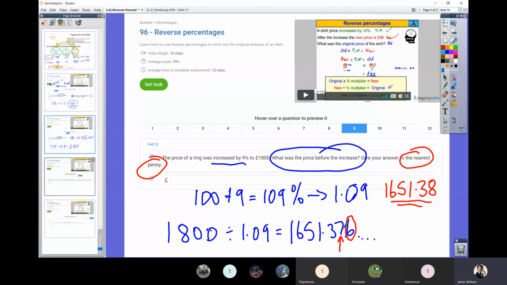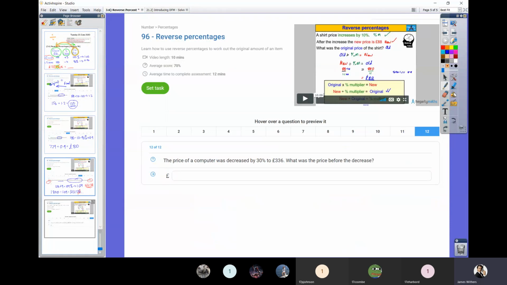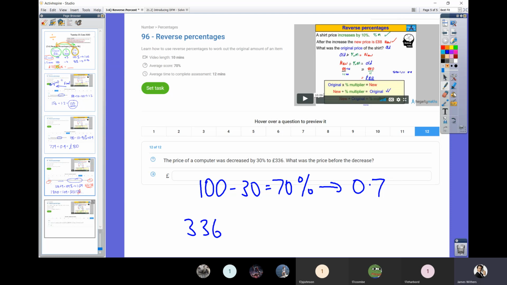Right, and final one, the price of a computer was decreased by 30%. So a decrease, 100 take away 30 is 70%. Okay, we've decreased, so it's taking away. A 70% gives us a multiplier of 0.70 or 0.7. What was the price before the decrease? So this requires the dividing. 336 divided by 0.7, and that equals £480.